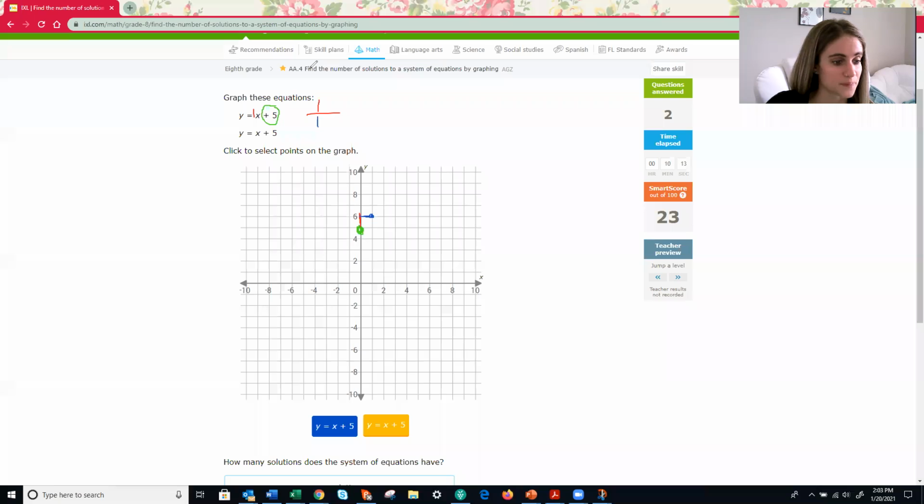And there's our point. Let's graph it on IXL now. Bingo. Let's go to our second line. Wait a minute. Those 2 equations are the same.